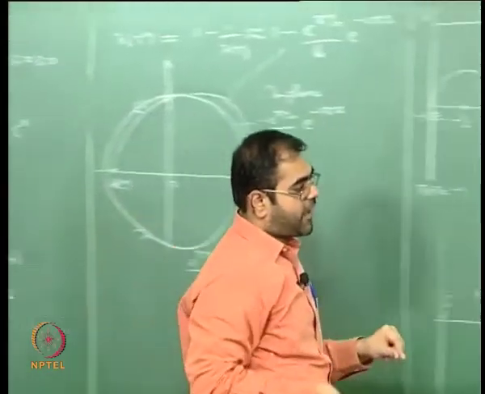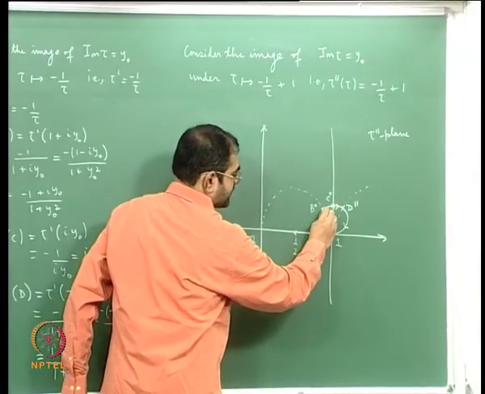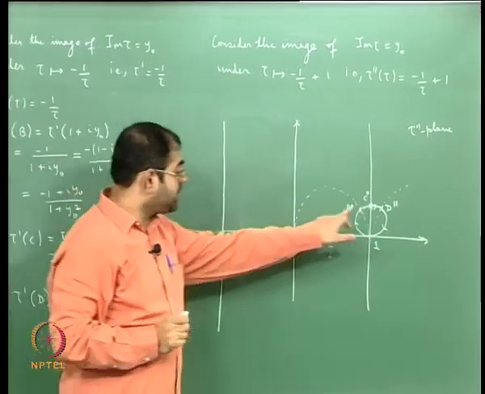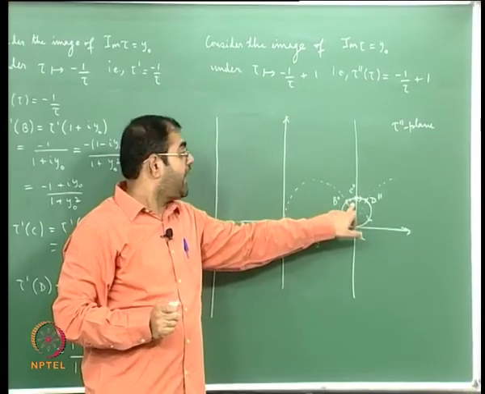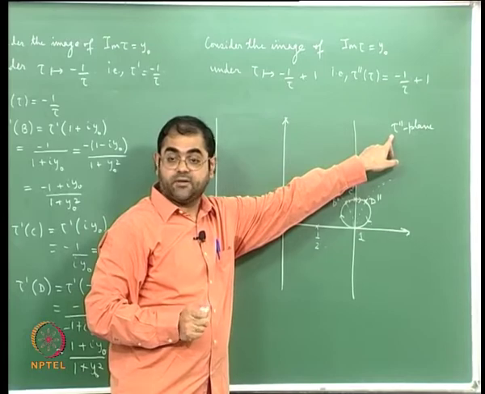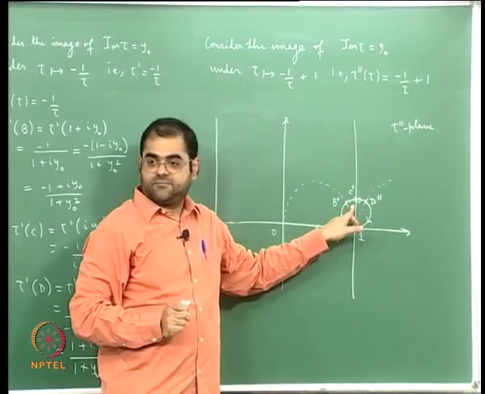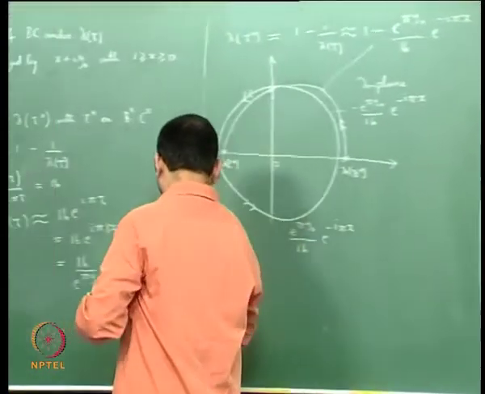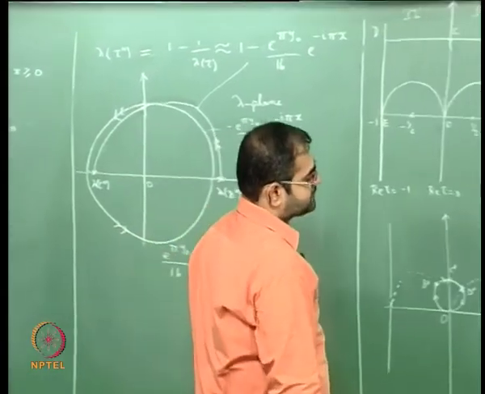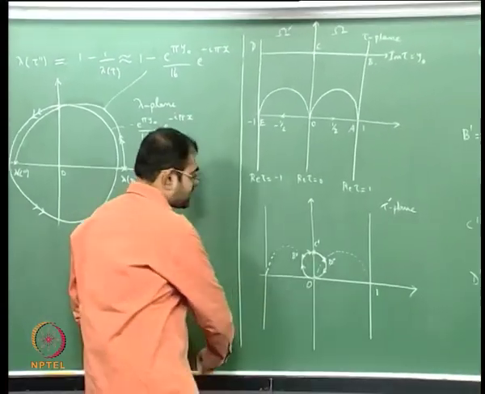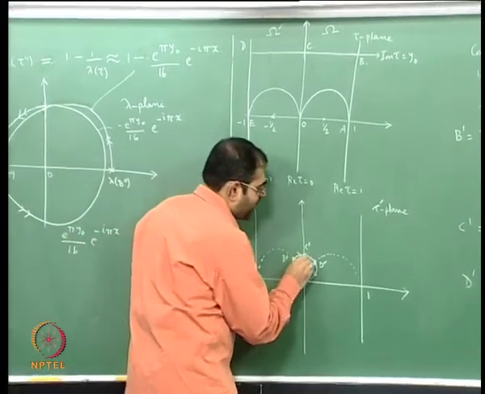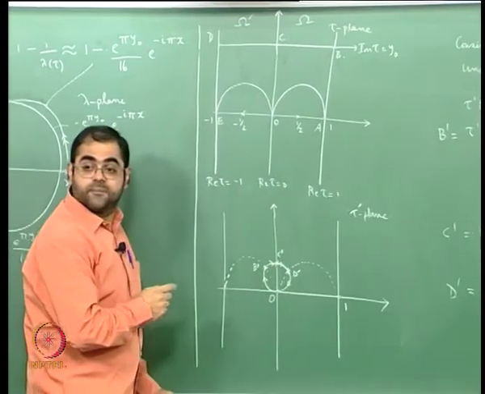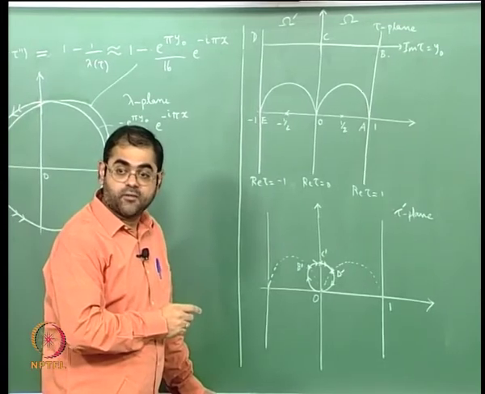So I have been able to get hold of the image of this portion of the curve, but I am thinking of it as actually lying in the tau plane itself when I apply lambda directly to it, alright. The next thing I would like to do is to see what happens to the image of this portion of the curve c prime to d prime under lambda. I need to find out what is the image of that.